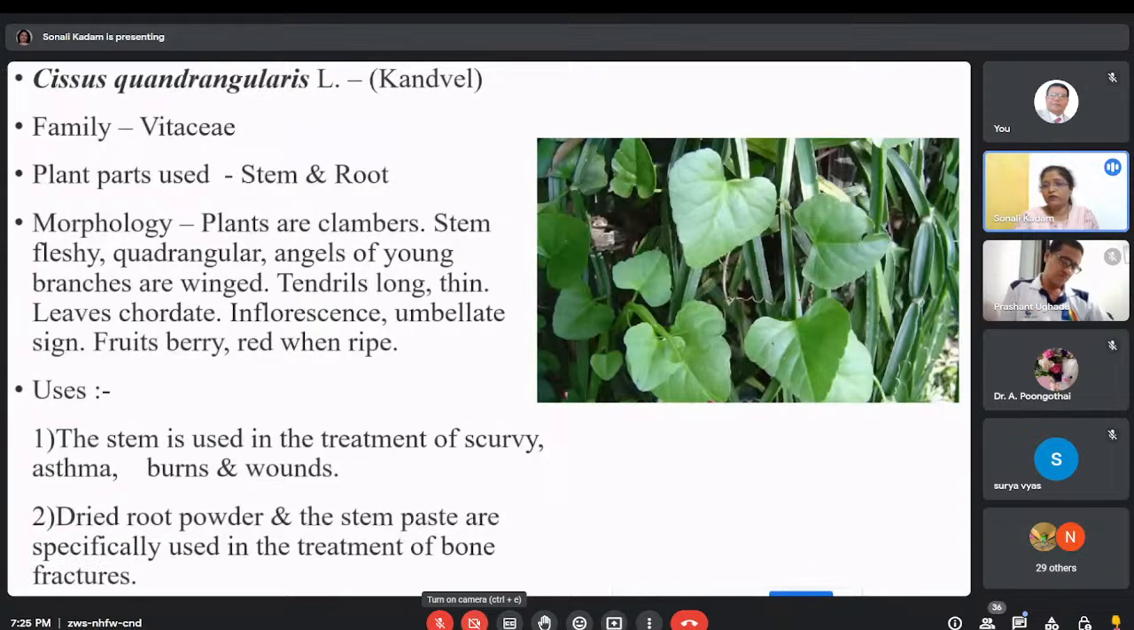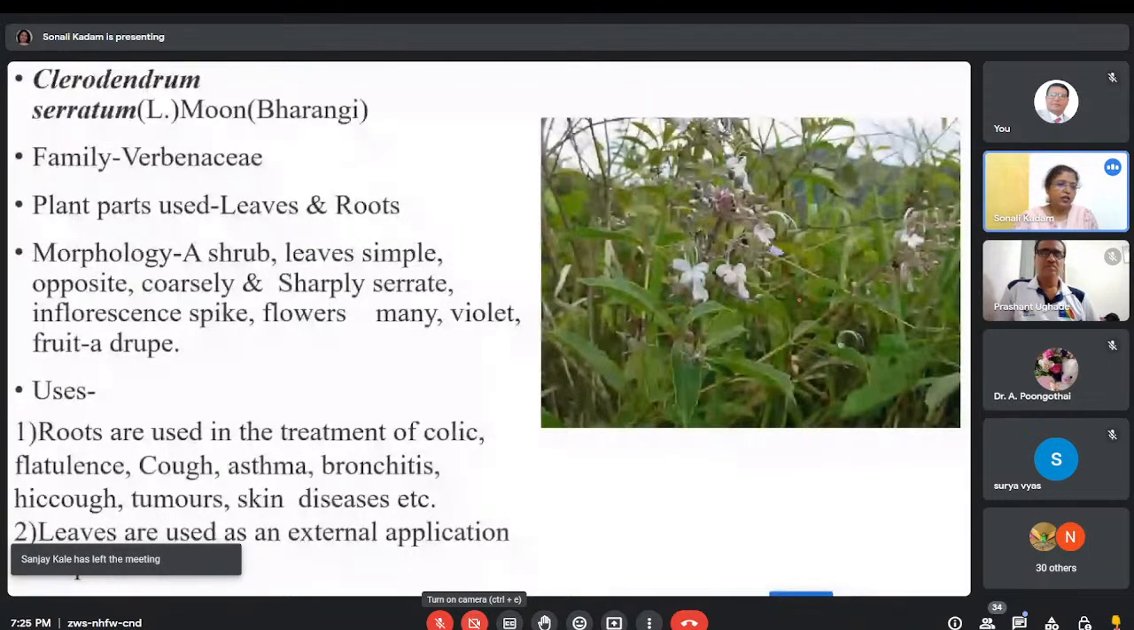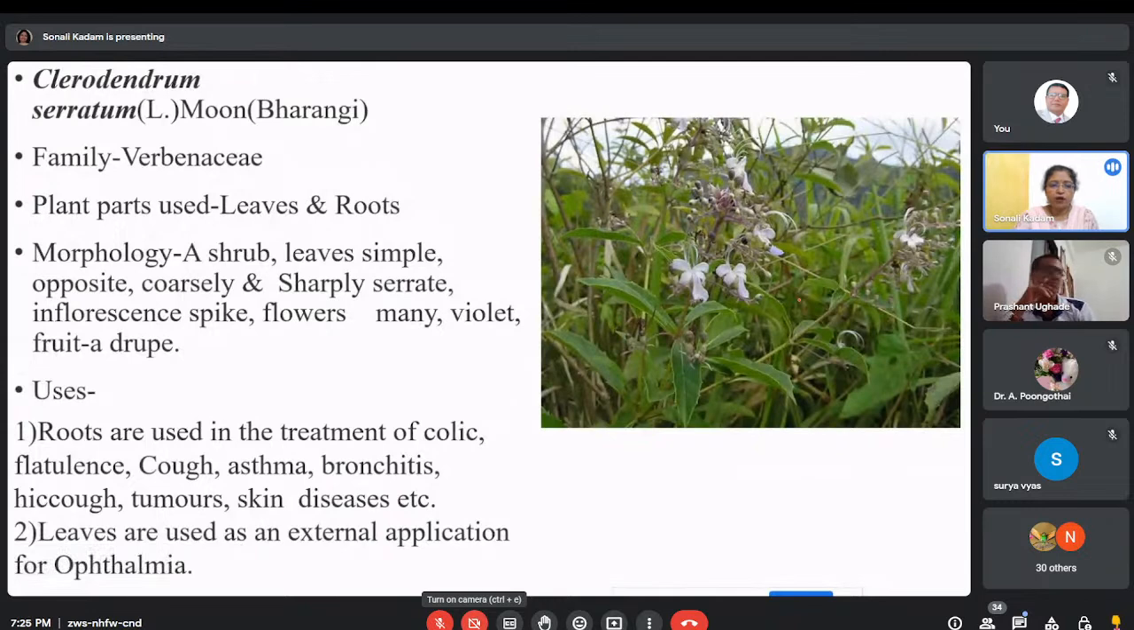If you have consumed the vegetable of bharangi, then these are the bharangi. This is also one of the types of weed actually. We don't plant it, but it is a weed. So the roots of this bharangi are used for cough, asthma, bronchitis, hiccough, tumors or skin diseases, and also the roots and leaves are used for the application of ophthalmia.